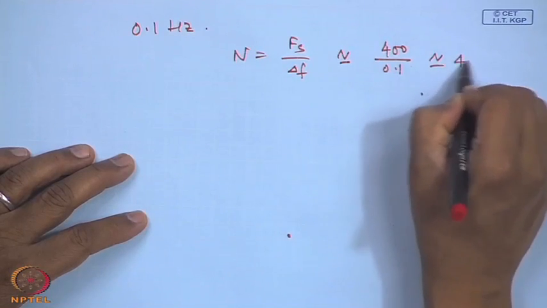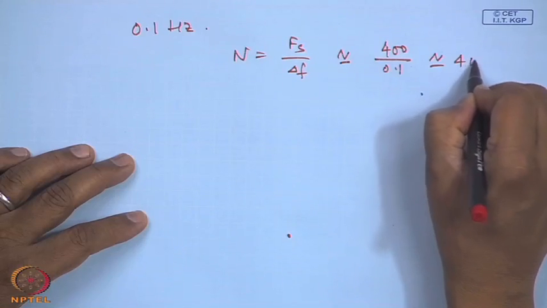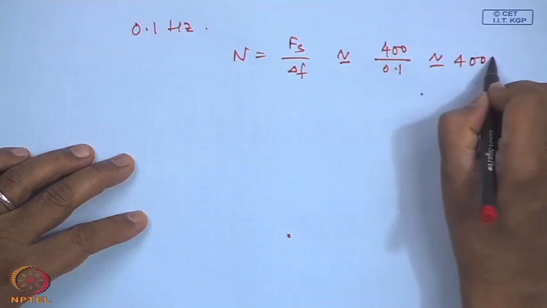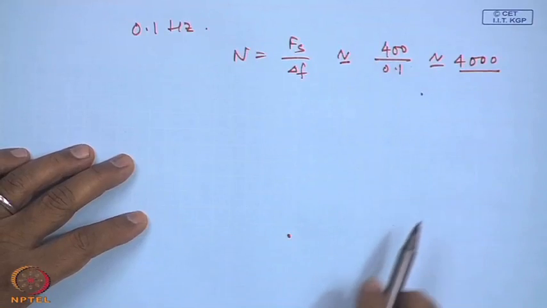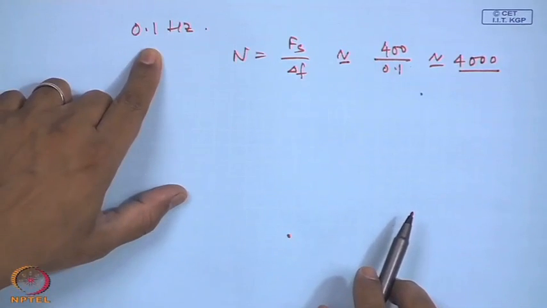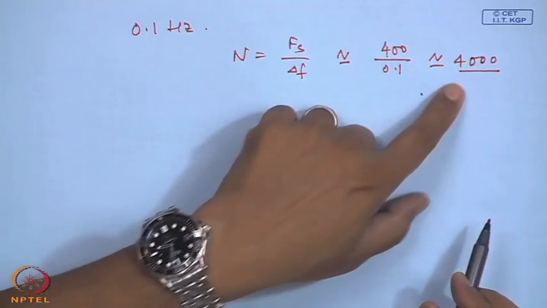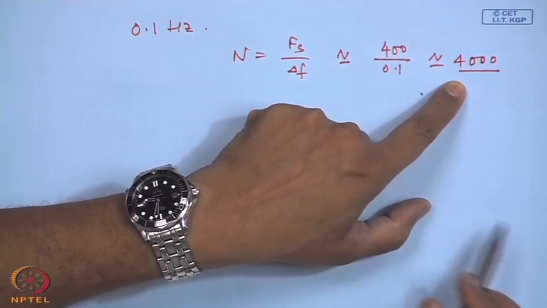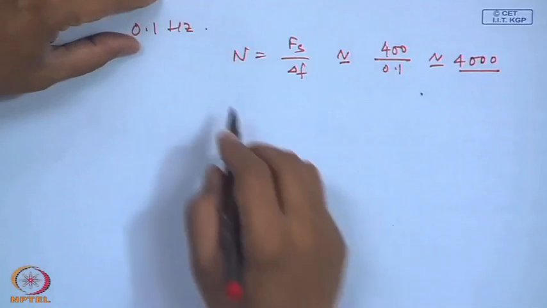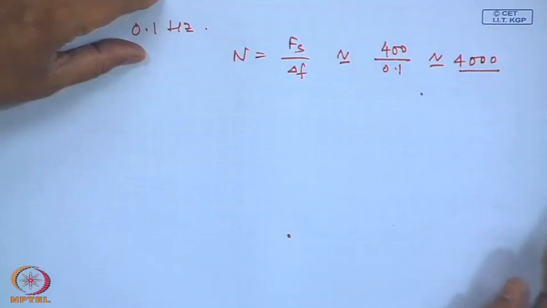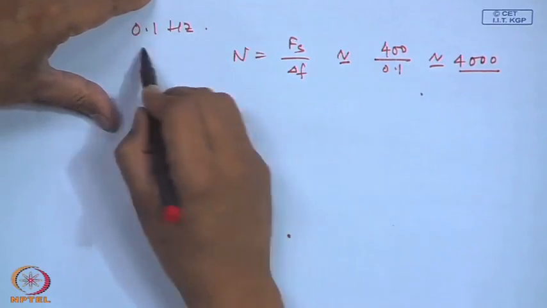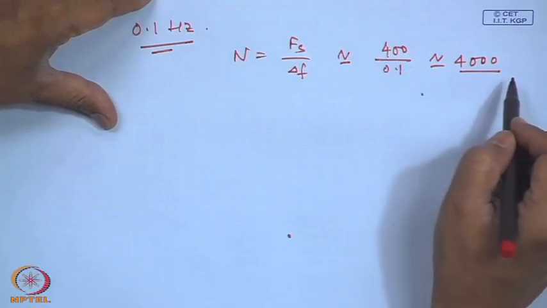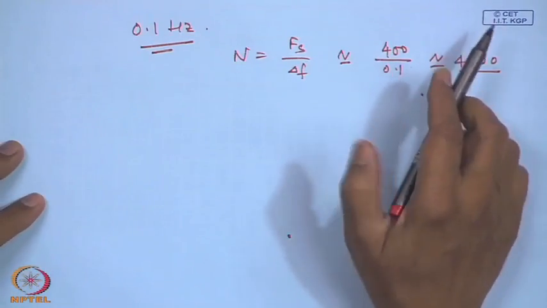So this will increase to about 4000. Okay. If you want better resolution, we have to have more memory space. So this is what is going to change, isn't it? So we have to keep that in mind. So better resolution means more memory space, and these are related.